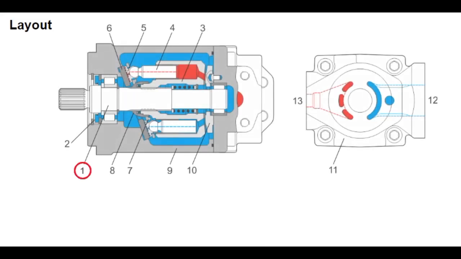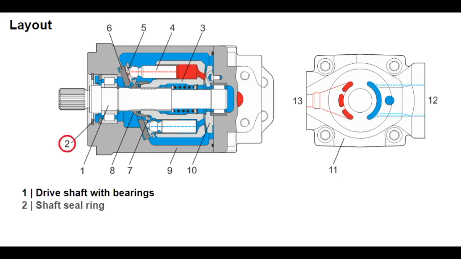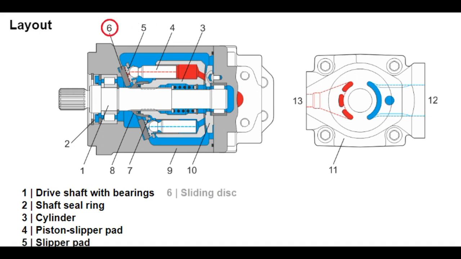The rotating shaft 1 catches the cylinder on the splines. The shaft seal ring 2 is pressed into a clamp collar to seal the pump. The cylinder 3 rotates with the drive shaft, catching the 9 pistons with slipper pads 4. The slipper pads 5 support the pistons on the sliding disc 6. The slipper pads are hydrostatically mounted, slide-bearing, to the sliding disc by the retainer plate 7 and retainer ball 8.